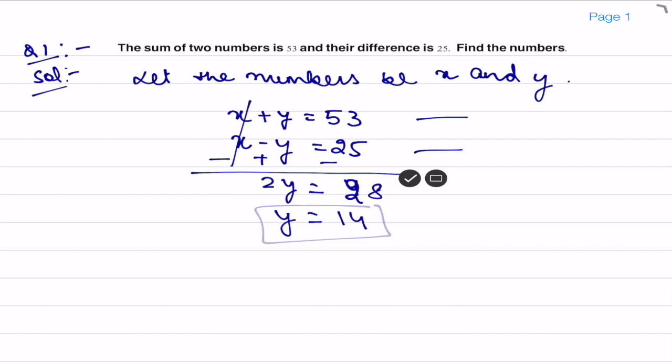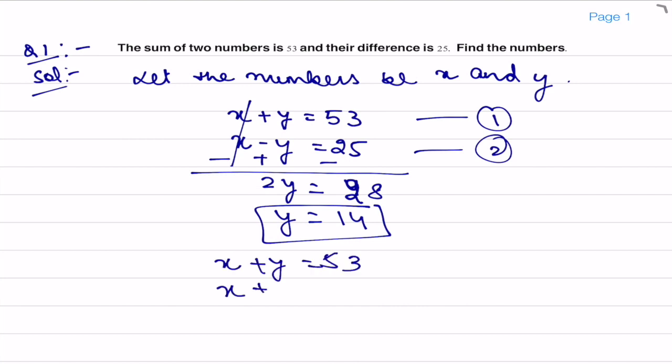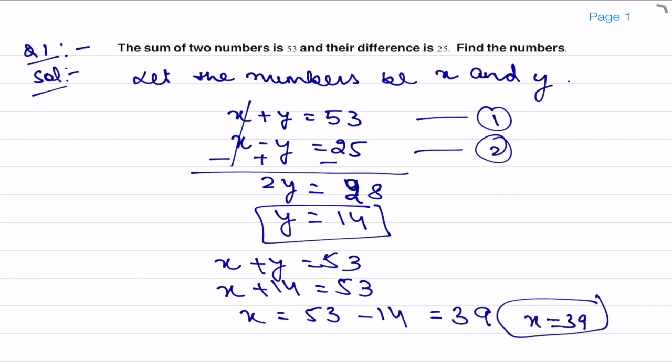Now put the value of y in any one of the equations, either the first or second. Choice is yours. So x plus y is equal to 53. So x plus 14 is equal to 53. So x is equal to 53 minus 14, that is 39. So the second number is 39. So the two numbers are 39 and 14. You can check: when we add, it will give you 53, and when we subtract, it will give you 25.